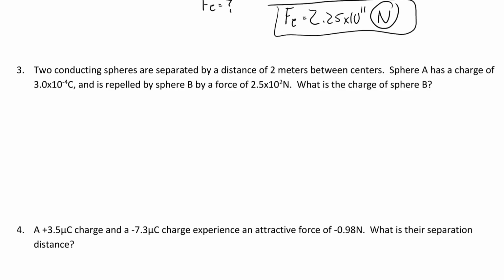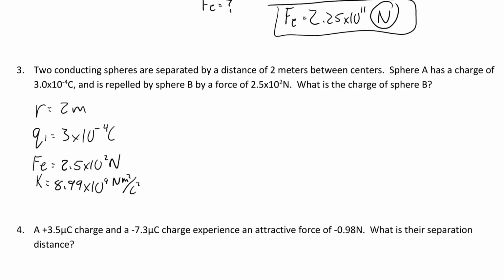So you write down your given information. Don't forget to write down K as well. And then you write down what they're looking for. You're looking for the charge of the second sphere, Q2.